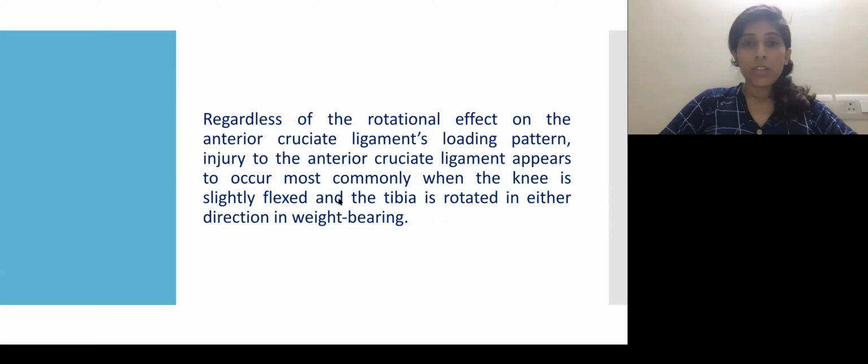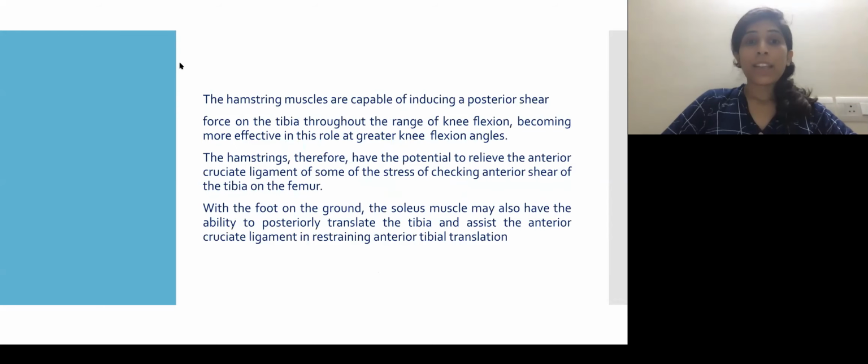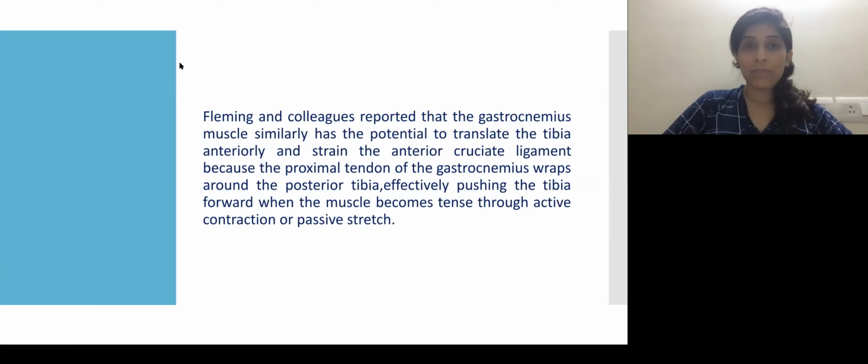So regardless of the rotational effects on the anterior cruciate ligament's loading pattern, injuries to the anterior cruciate ligament appear to be the most common injury in the knee joint, especially for the sportsperson, because the rotational motion along with the flexion motion occurs during this twisting motion, and that can cause a tear in the ACL. Okay, so whenever the person is putting weight on the leg and an excessive rotational movement occurs, that is when the chances of ACL damage will be more.